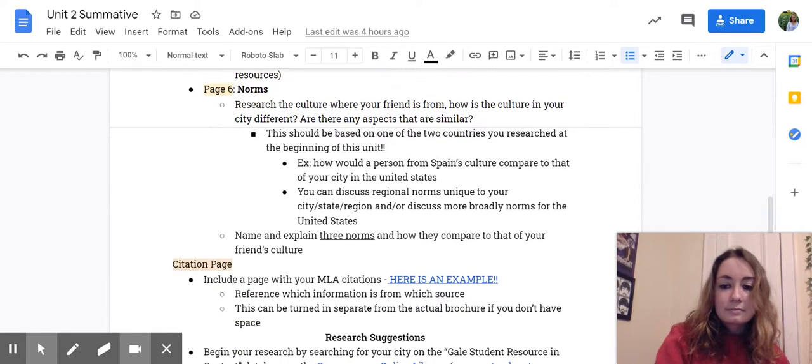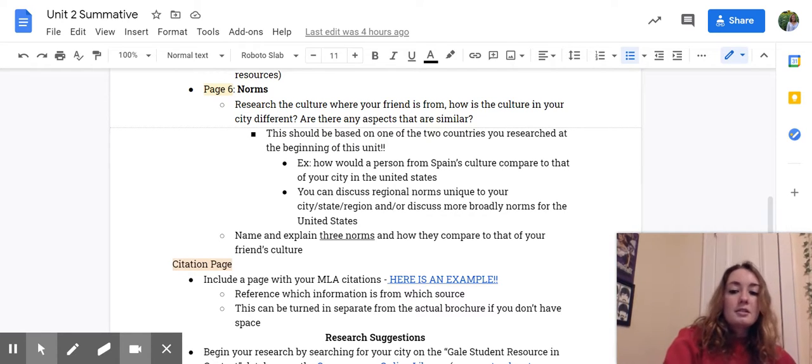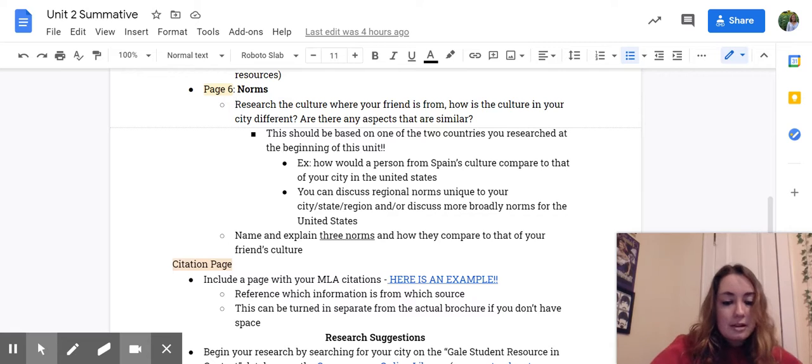All right. Now we've got our last main page, which is norms. So this is where you're going to connect it back to the countries that you were studying at the beginning of this unit. So remember, you're writing this brochure from the perspective of trying to help your friend find a place to live in a city they want to move to. So for your friend, pick one of the 2 cities that you researched at the beginning of this unit, and that will be the city that your friend is from.